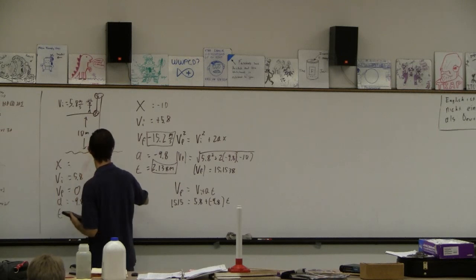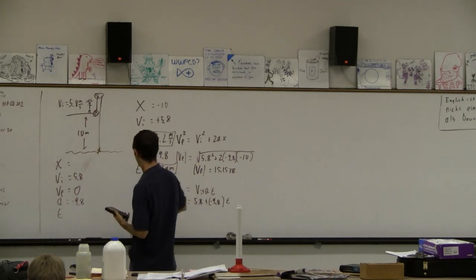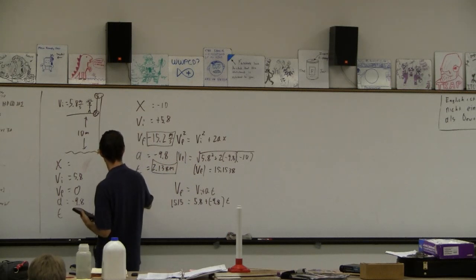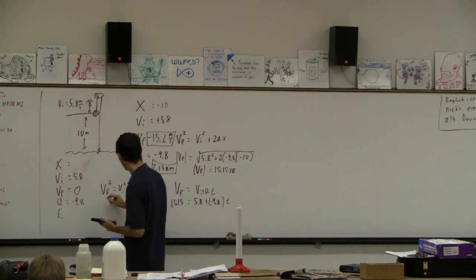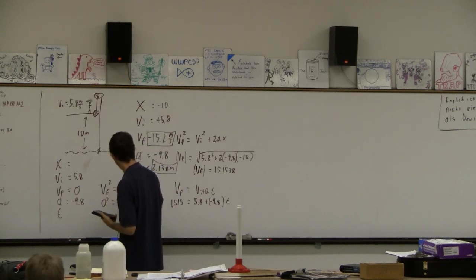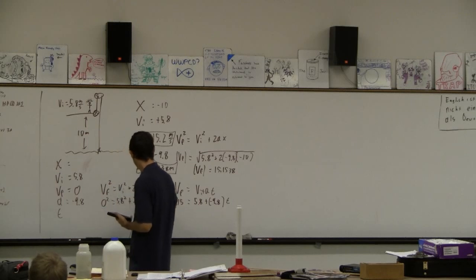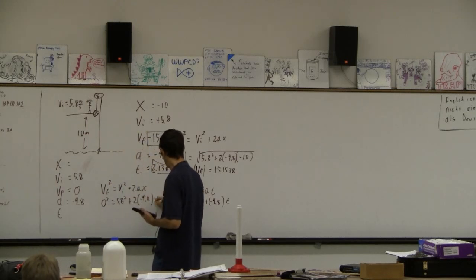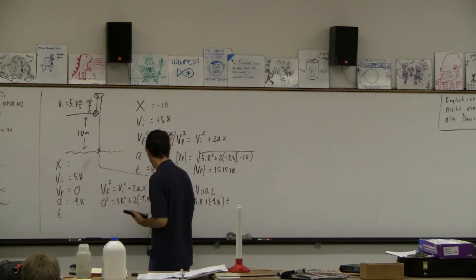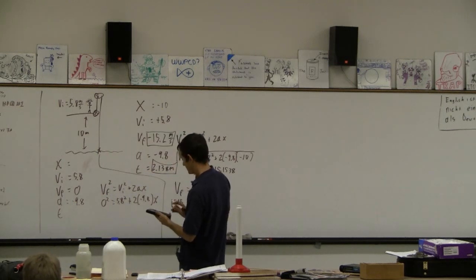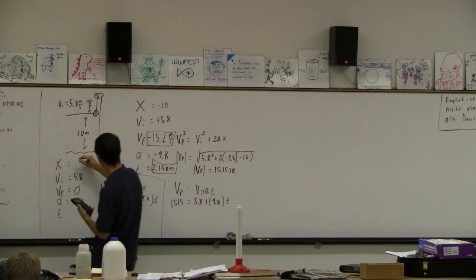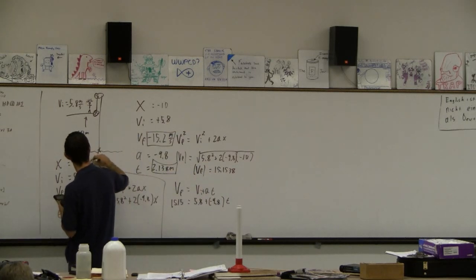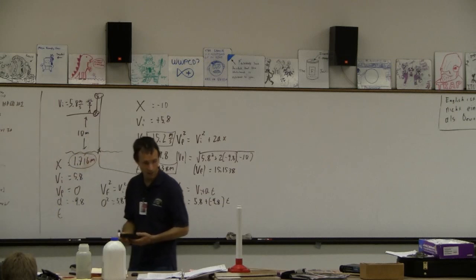And then x, I'm going to use the same thing. I'm going to use this guy. So vf squared is vi squared plus 2ax. It's like a very handy formula, right? So 0 squared is 5.8 squared plus 2 times negative 9.8, and x is what we're solving for. You're going to draw a little separator. So that's going to be 5.8 squared divided by 2 divided by 9.8, 1.716 meters. Right, so that is how high.